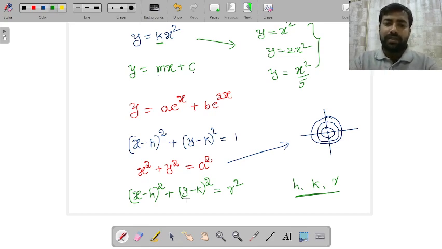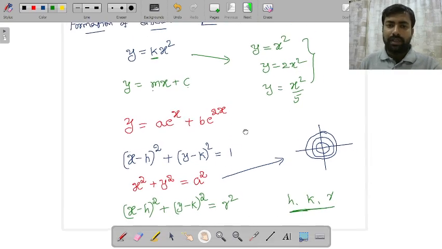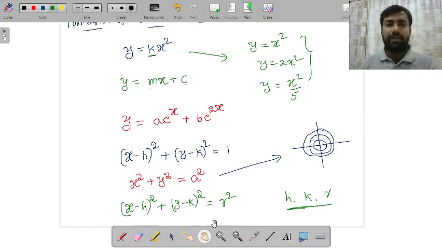Like for example, if I give h equal to 1, k equal to 3 and r equal to 1, that gives me a member from this family. The member is a circle centered at 1 comma 3 with radius 1. That is what. Okay, now let us see how to find the differential equation for this family of curves.